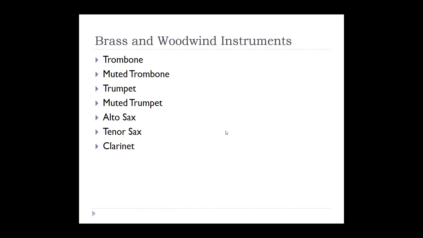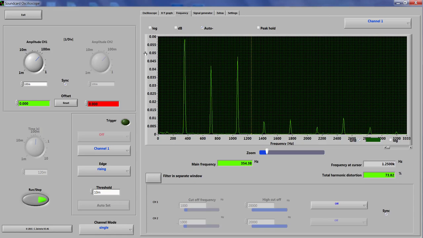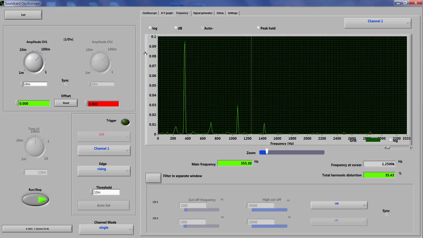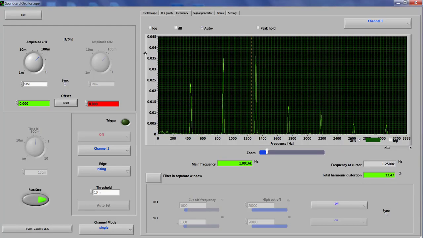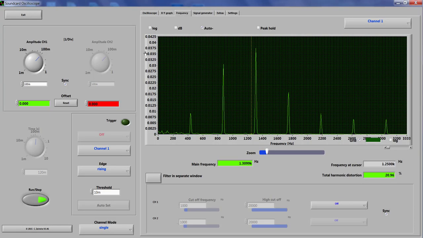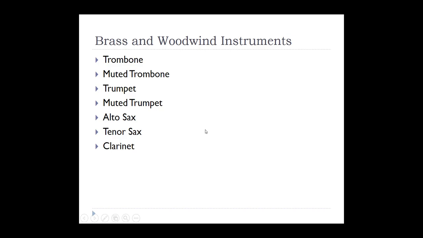Tenor sax. And clarinet. Now you may have noticed that these are all in our list where they should have mismatched ends. But you saw all harmonics for all of those instruments. So something is up. What is up?